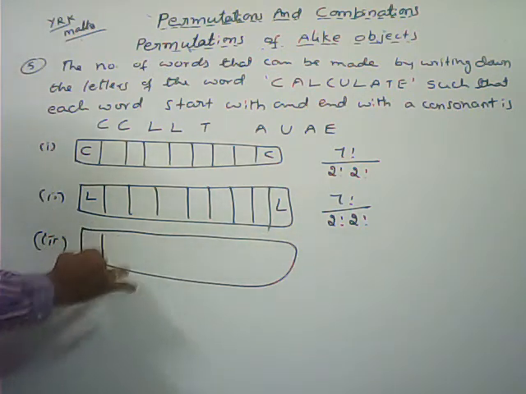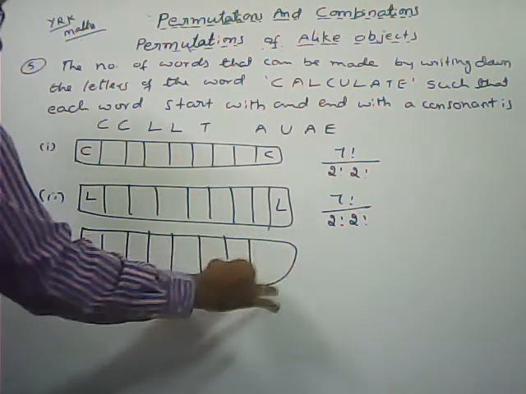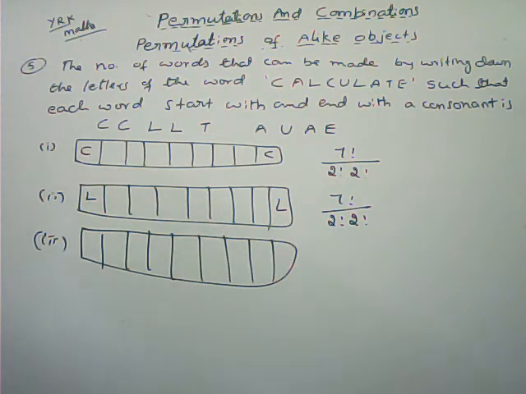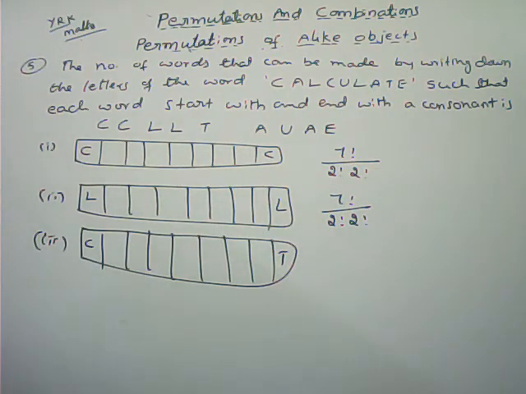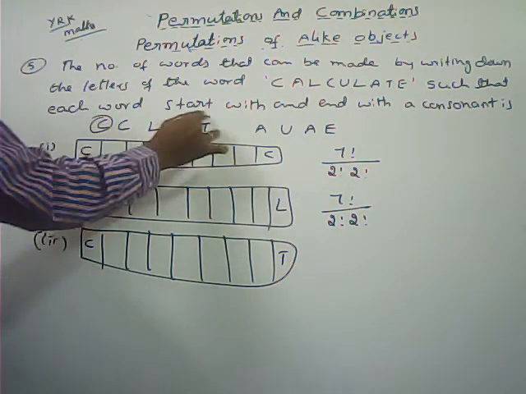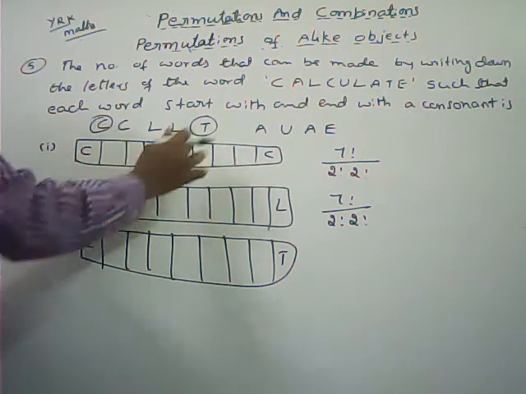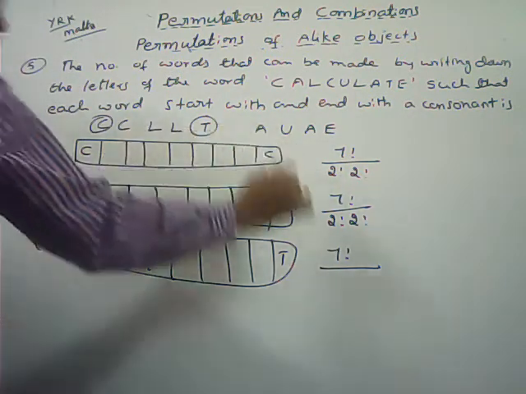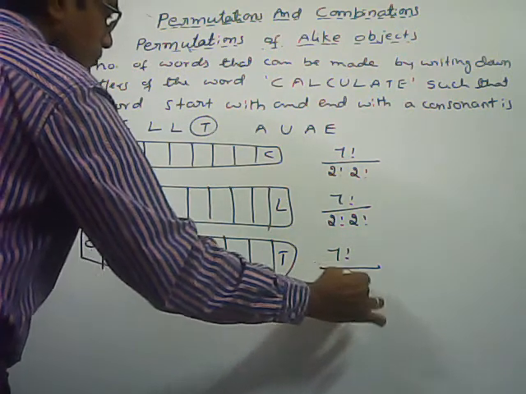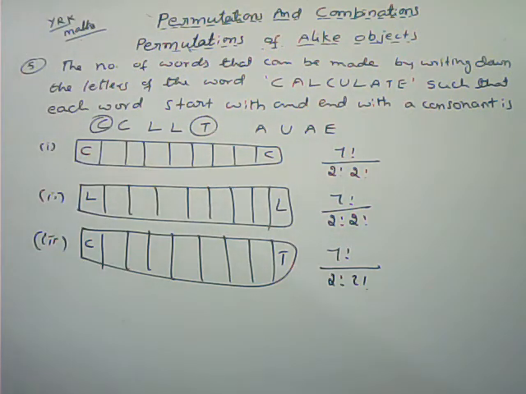I am taking 1, 2, 3, 4, 5, 6, 7, 8, 9. See here, I am taking 1 C, 1 T. Then total number of arrangements. Here 1 C and 1 T, these are fixed only. So total remaining 7 are there, 7 factorial by, here 2 L's, 2 A's are there. Here also we are getting the same number of arrangements. 7 factorial by 2 factorial into 2 factorial only.